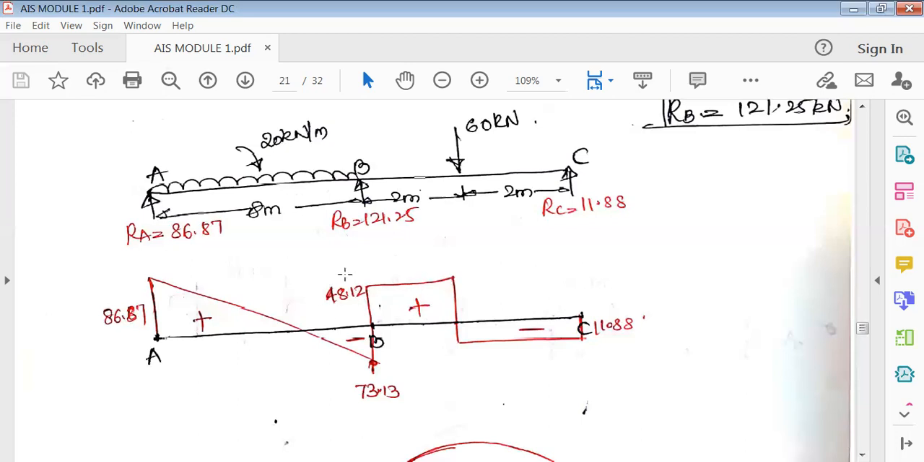So in the calci it is now 48.12. Now the downward load is minus, so 48.12 minus 60 kilonewton. That means minus 11.88. Again, there is no load here between the 60 and C, so this runs straight. Now again in the calci it is minus 11.88. Then RC is acting upward, so it is plus 11.88. So it comes back to the zero line.